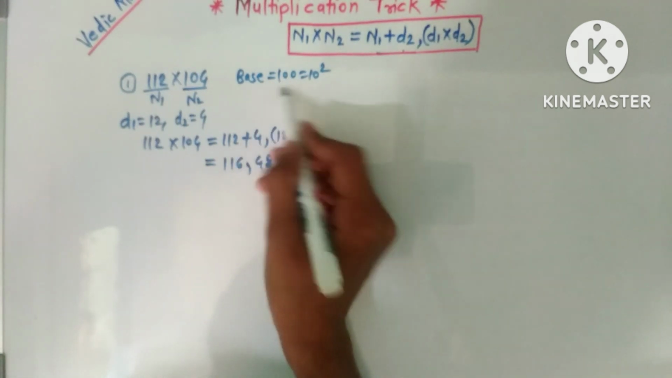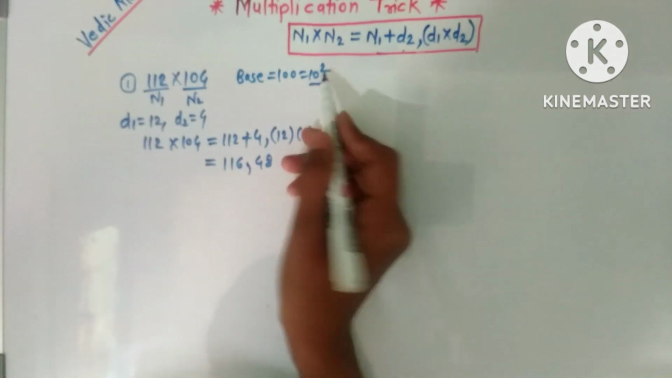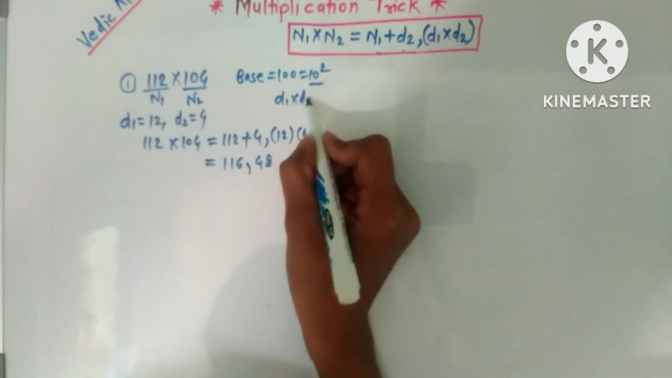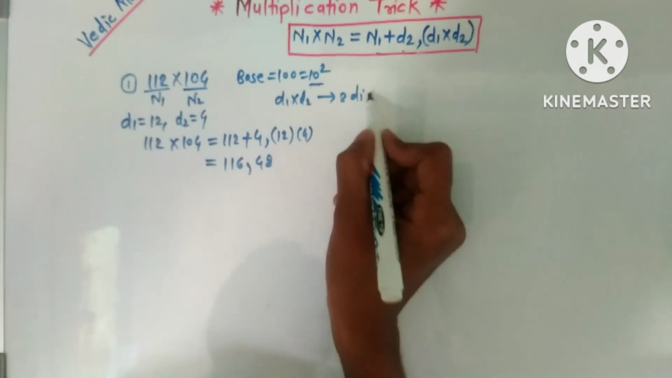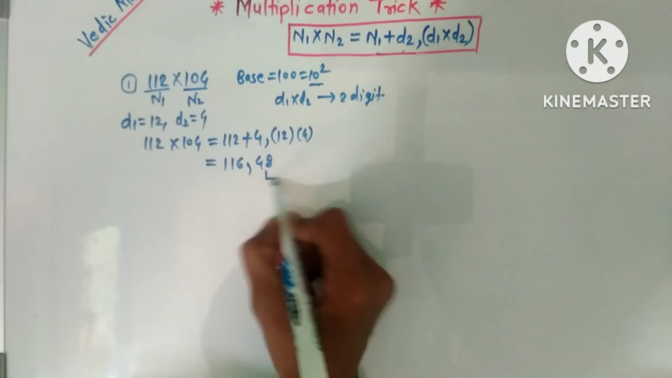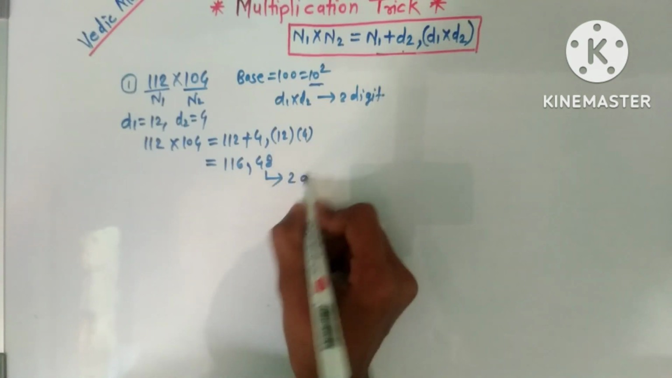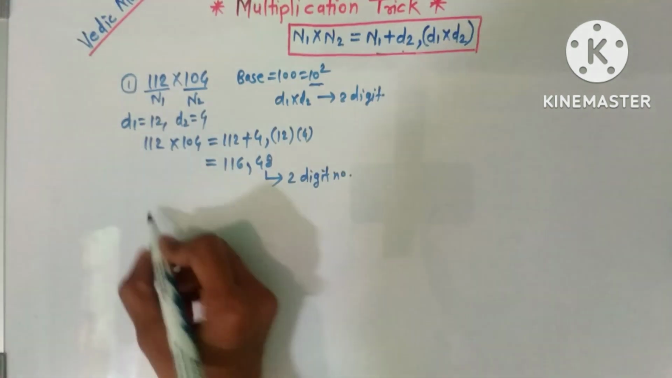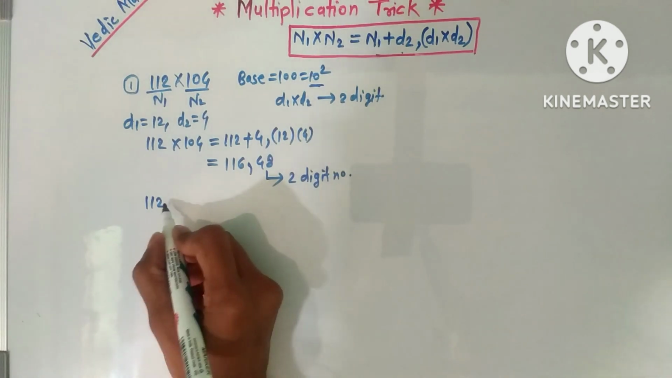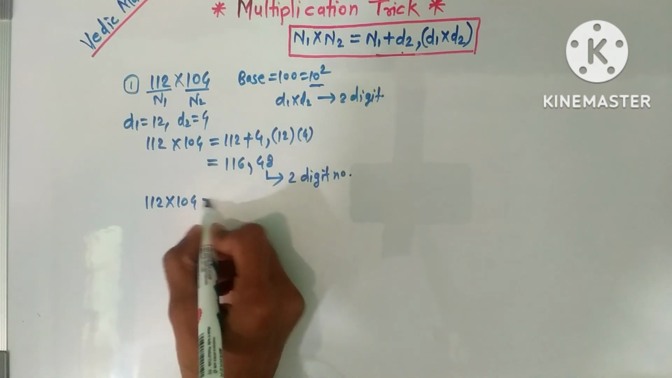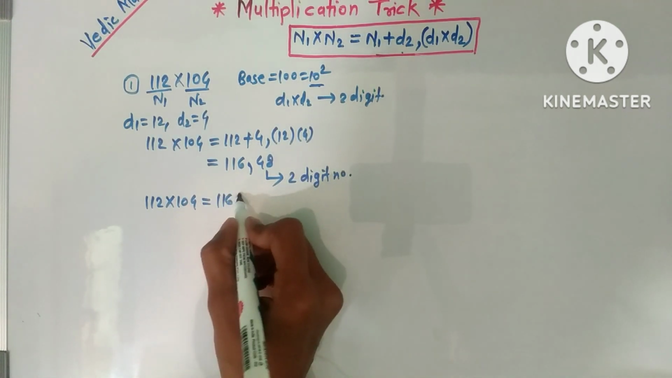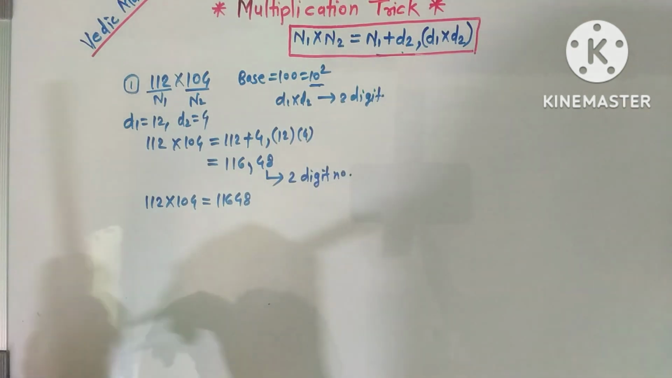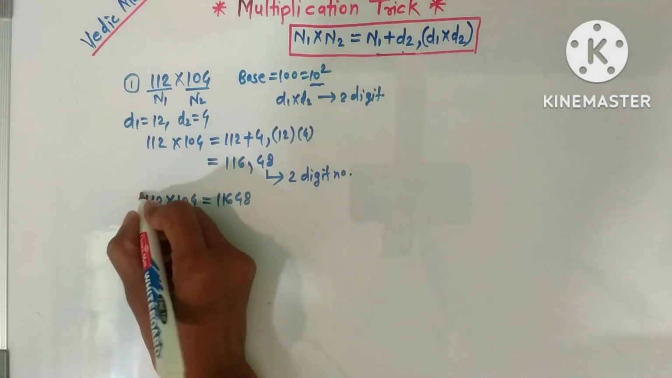See, what is our base here? 10 raised to power 2. That means the multiplication D1 into D2 should be a 2-digit number. Here 48 is already a 2-digit number, so no need to adjust it. So what is our answer? 112 into 104 is equal to 11648. So this is our final answer and it is correct.